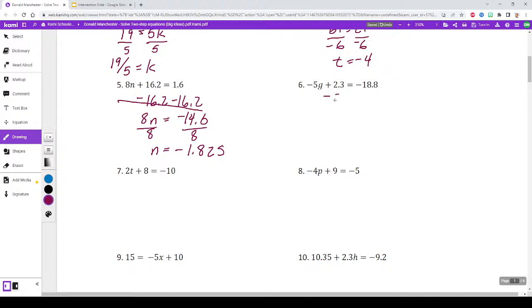The next one we're going to subtract 2.3 from both sides. So it's -5g equals -18.8 and -2.3 gives me -21.1. Divide both sides by -5, sorry. And that gives us 4.22.